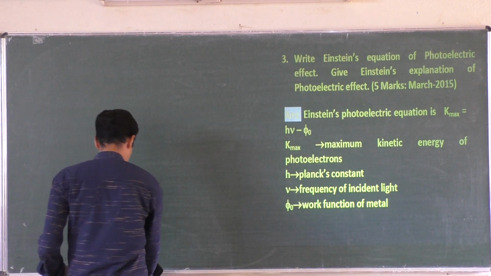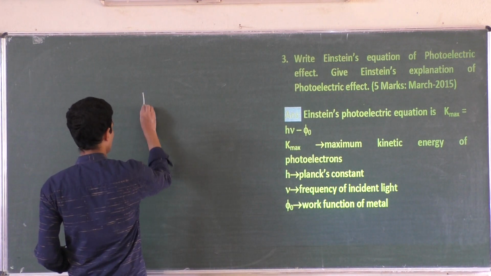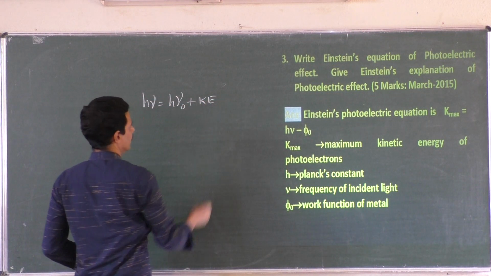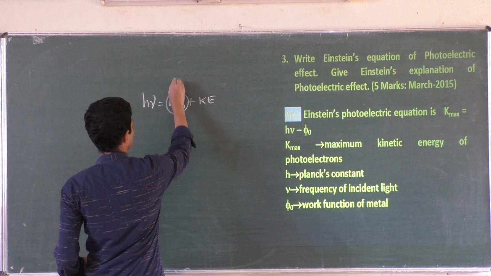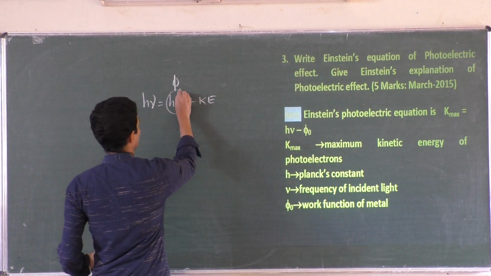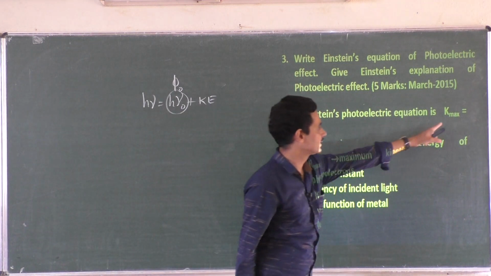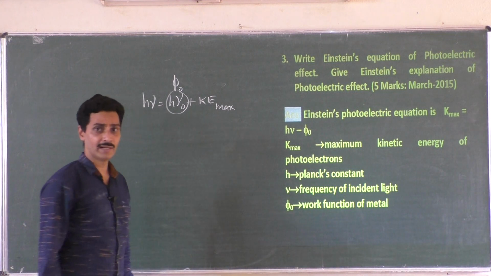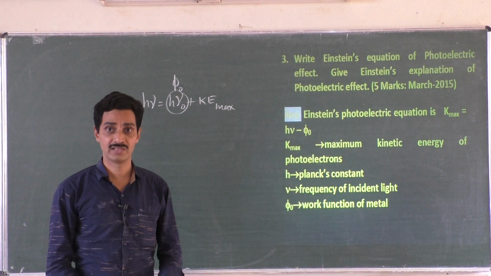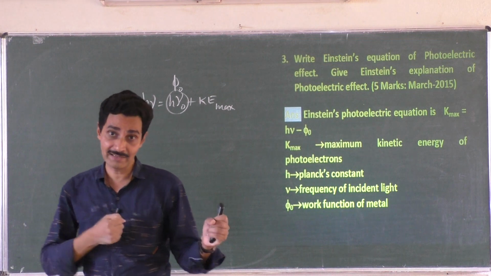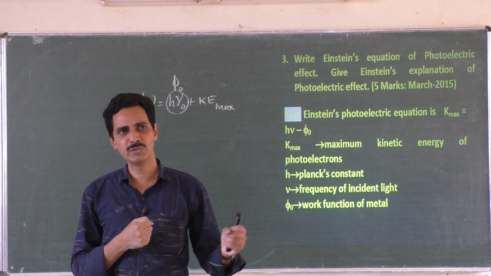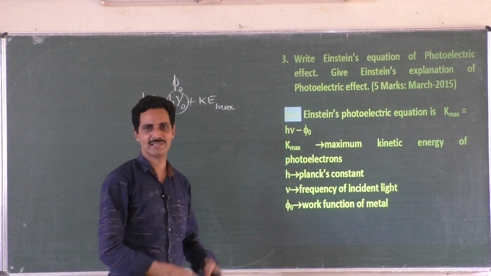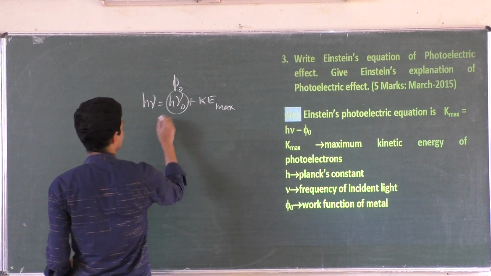First, Einstein's photoelectric equation: h nu is equal to h nu naught plus kinetic energy. H nu naught is the work function, right? The minimum energy required to remove the electrons. But what is the kinetic energy? Kinetic energy maximum. We are interested in that electron which is more energetic. We must get ready to stop that electron itself. Once you are able to remove that most energetic electron, there is no question of worrying about less energetic electrons. So, what is the kinetic energy?